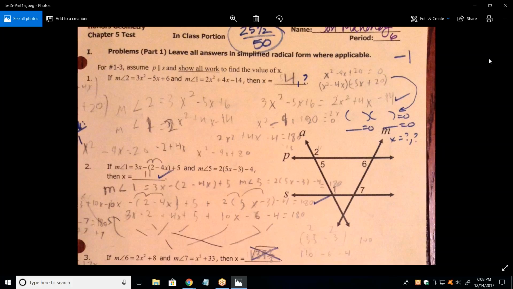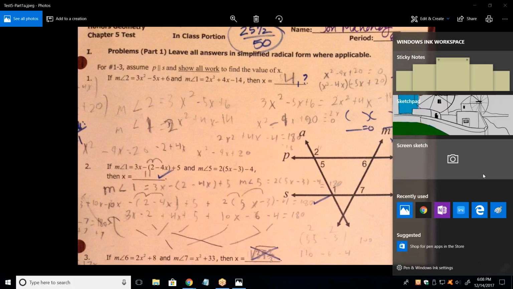For problems 1 through 3, assume P is parallel to S. So I assume all of them are dealing with this figure over here? Yeah, I think so. It looks like it. So let me just take a picture of this and start writing down stuff.